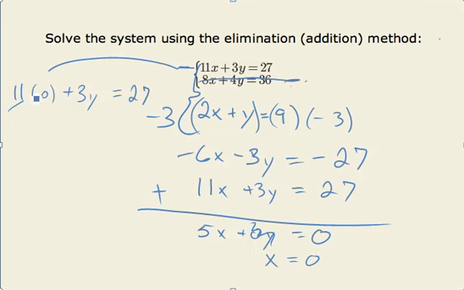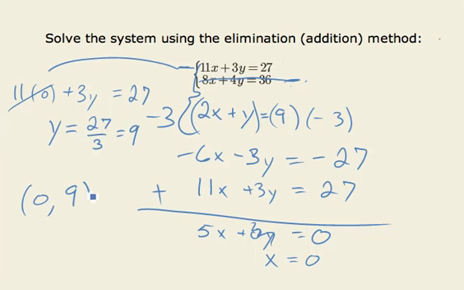11 times 0, of course, is 0. So we have 3y equals 27. Let's divide both sides by 3. We get y equals 27 divided by 3, or 9. So it looks like a solution to our equation is the ordered pair x equals 0, y equals 9.